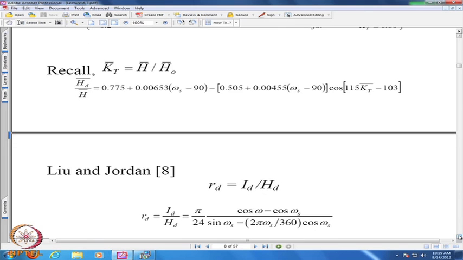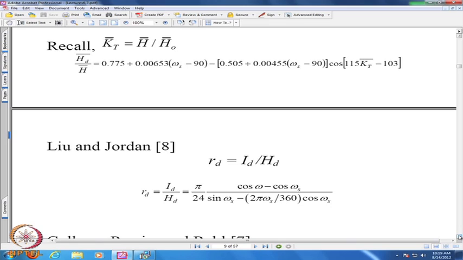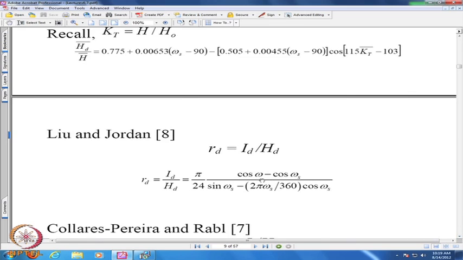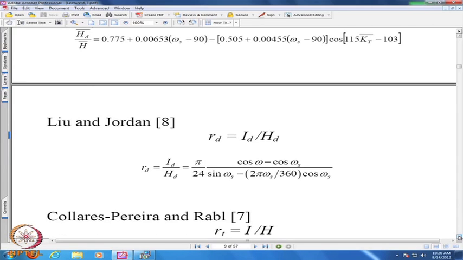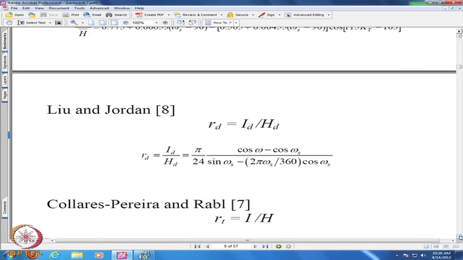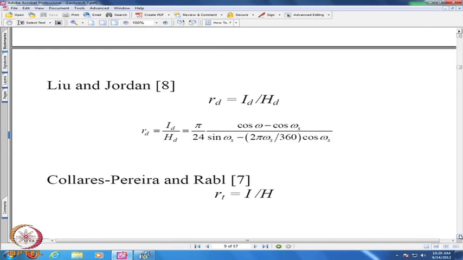And subsequently, Liu and Jordan, not necessarily in chronological order, it is a matter of detail, the ratio of hourly diffuse radiation to the corresponding total diffuse radiation over the day, I d by H d, has been simply expressed as a trigonometric function in terms of the hour angle omega and the sunset hour angle omega s. And in the class when we were dealing with this lecture in detail, I pointed out that this r d is nothing but I 0 upon H 0. So, it is a bit surprising that the ratio of the diffuse radiation to the total diffuse radiation has been set equal to the corresponding extraterrestrial values, but this works within a certain percentage error of 4 to 10% on root mean squared basis.